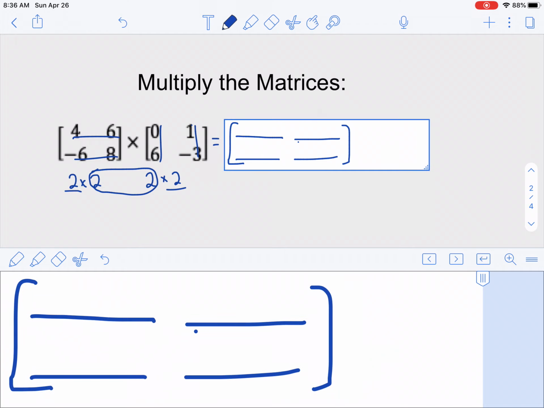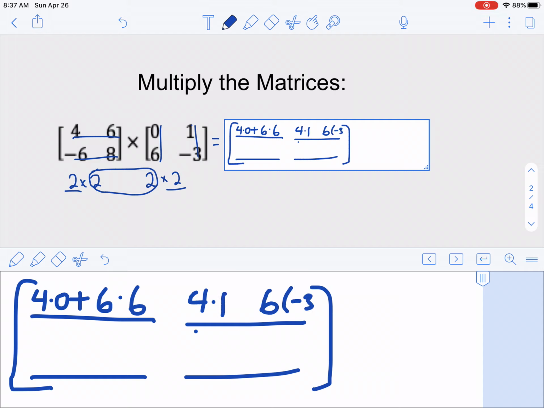So this first element is first row, first column. The first row is a 4 and a 6. The first column is a 0 and a 6. So the first element is found by taking 4 times 0 plus 6 times 6. Next, we have first row, second column. First row is 4, 6. The second column, not first column, is 1, negative 3.